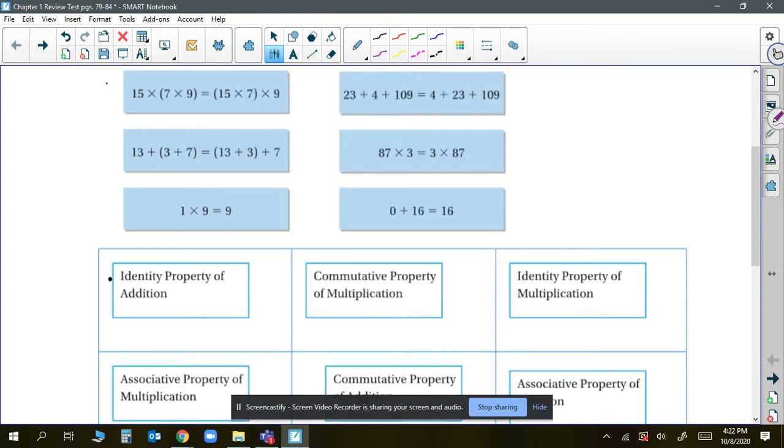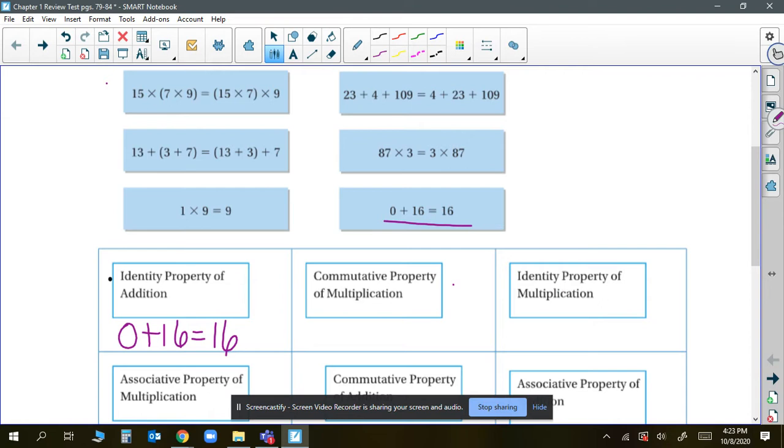The identity property of addition. Remember that the identity property of addition says that 0 plus any number is going to be that number. So that's going to leave us with 0 plus 16 equals 16. Okay? The next one is the commutative property of multiplication.